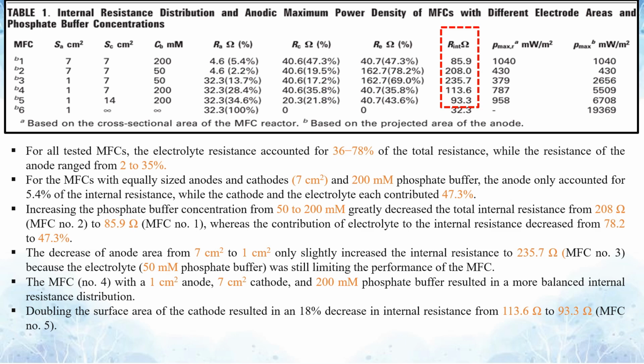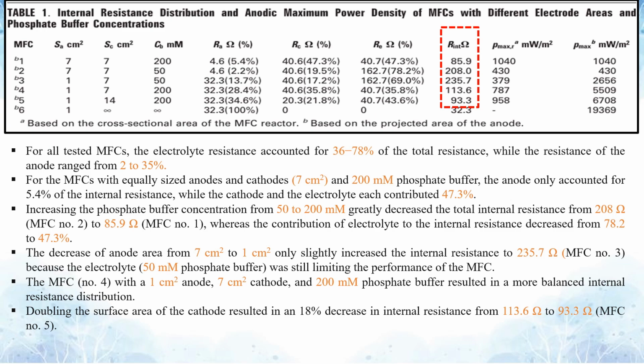The microbial fuel cell number 4, with a 1 centimeter square anode, 7 centimeter square cathode, and 200 millimolar phosphate buffer, resulted in a more balanced internal resistance distribution. Doubling the surface area of the cathode resulted in an 18% decrease in internal resistance from 113.6 ohm to 93.3 ohm for microbial fuel cell number 5.